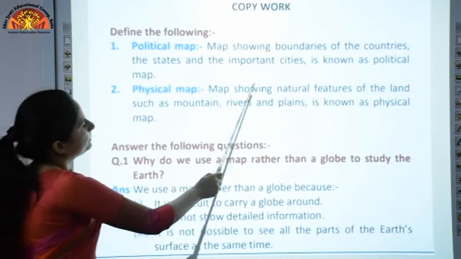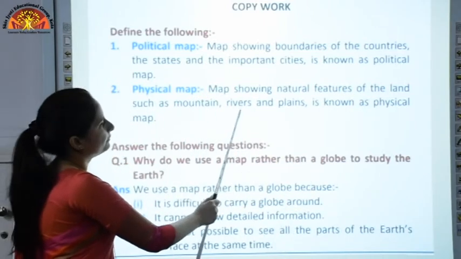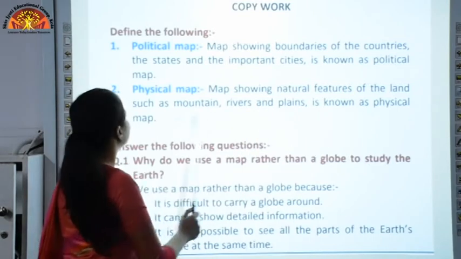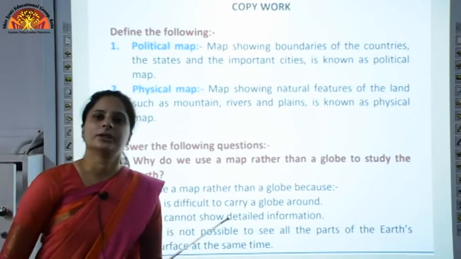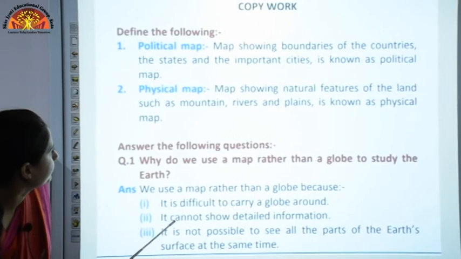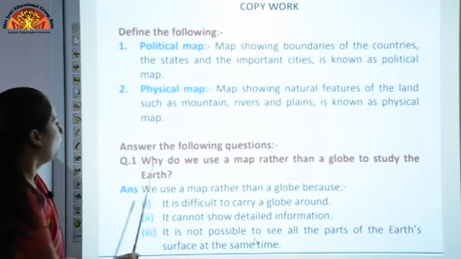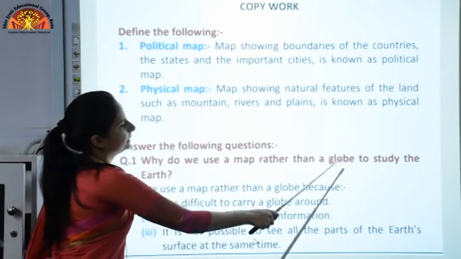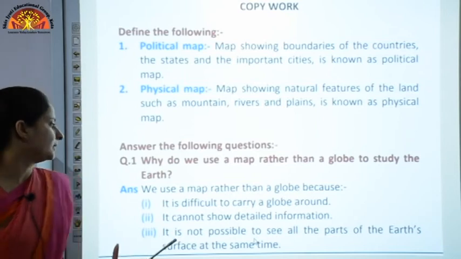Physical map: a map showing natural features of the land such as mountains, rivers and plains is known as a physical map. In a physical map, you can mark the natural features of the earth's surface. Now, question number 1. Why do we use a map rather than a globe to study the earth? Why do we prefer a map rather than a globe?